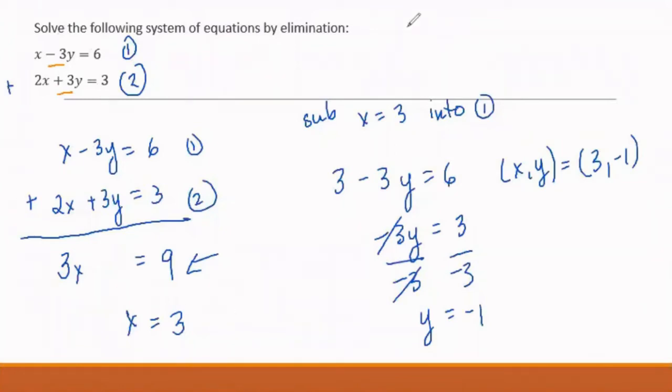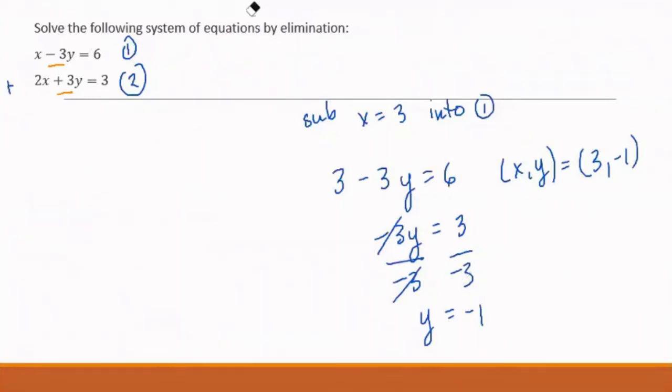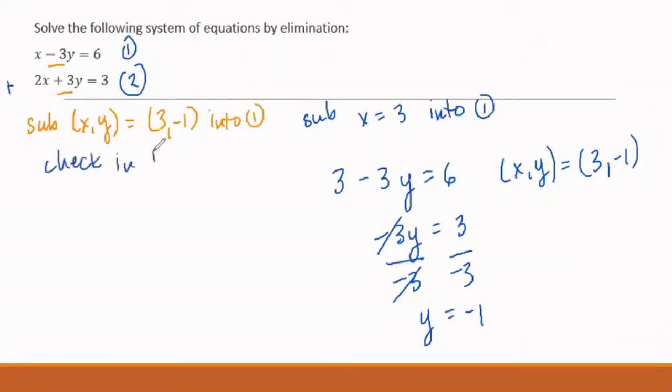The one thing that we haven't talked about here is how to do a check. So what does it mean that x, y is equal to 3, negative 1? Well, that means that if I substitute that answer, x, y is equal to 3, negative 1, into equation 1, the left side should be equal to the right side. So what I'm really doing is I'm going to say check in 1. Substituting x, y equals 3, negative 1 into 1 is really what I'm going to do. A shorthand for that is let's check that answer in equation 1.